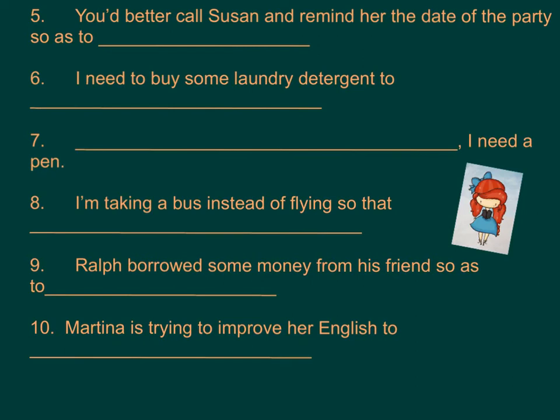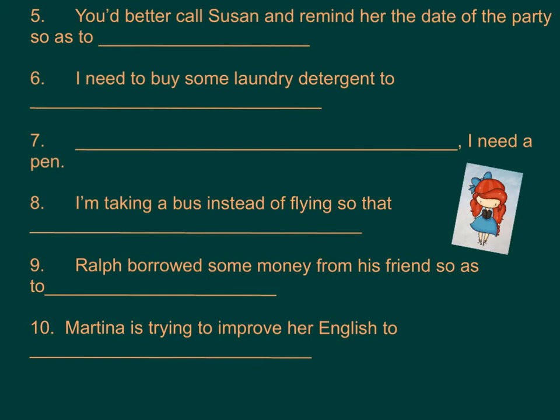Number 5. You better call Susan and remind her the date of the party so as to make sure she will prepare for it earlier that evening. Number 6. I need to buy some laundry detergent to wash the clothes by myself. Number 7. In order to jot down his instructions, I need a pen. Number 8. I'm taking a bus instead of flying so that I can save some money for shopping in Paris. Number 9. Ralph borrowed some money from his friend so as to buy a mobile phone at a special price. Number 10. Martina is trying to improve her English to provide herself a higher chance of getting the interpreting job.